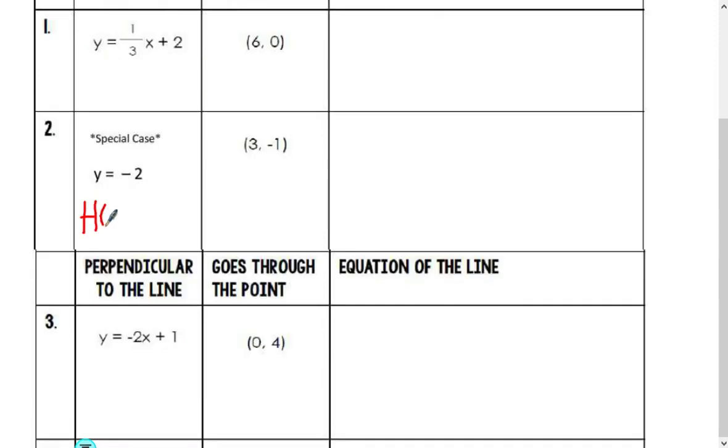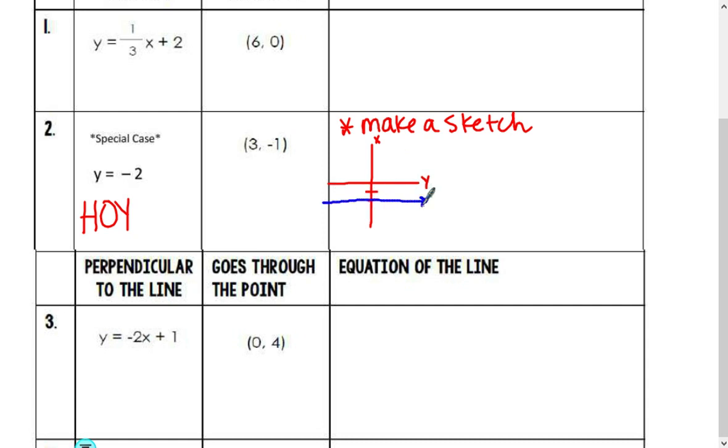So this one is horizontal. My recommendation for things like this is to make a sketch. Fun fact, horizontal and vertical lines are perpendicular to each other. So let's say we made a little sketch. My line is y equals negative 2, so I go to my y-axis at negative 2, and it's a horizontal line. This is my line, y equals negative 2. I know that my slope here is 0. So for this new line to be parallel, its slope also has to be 0.